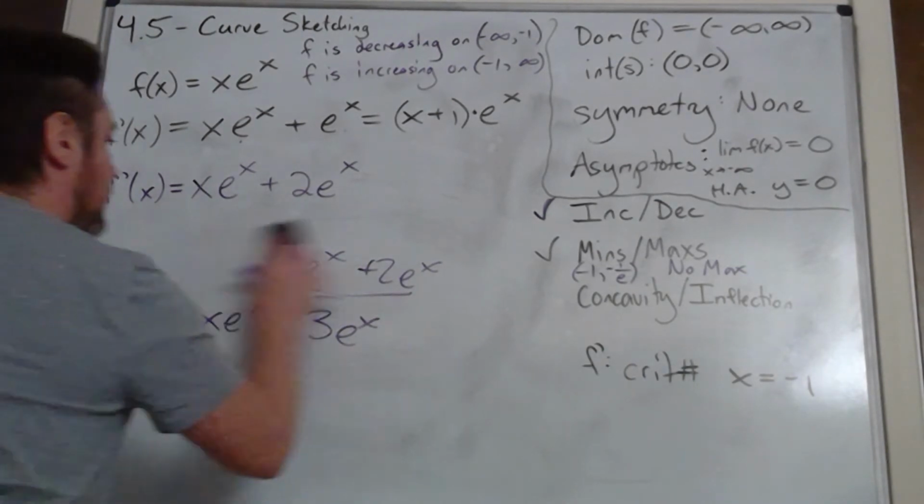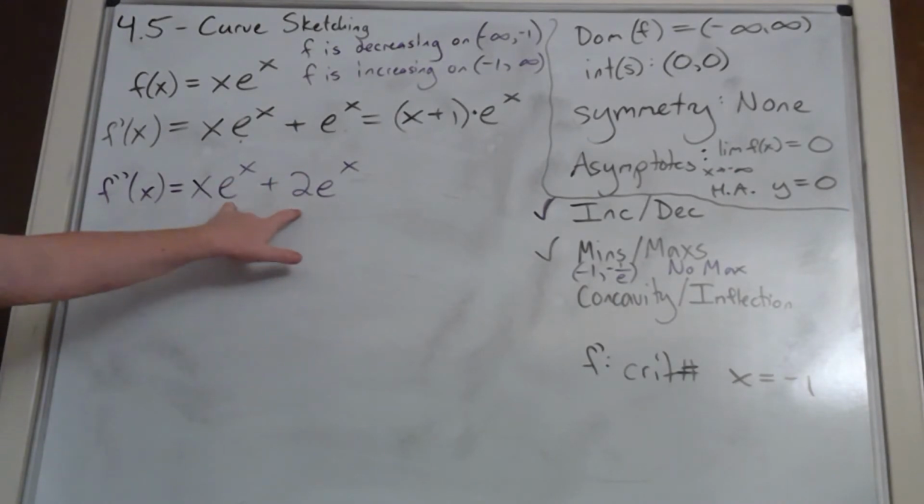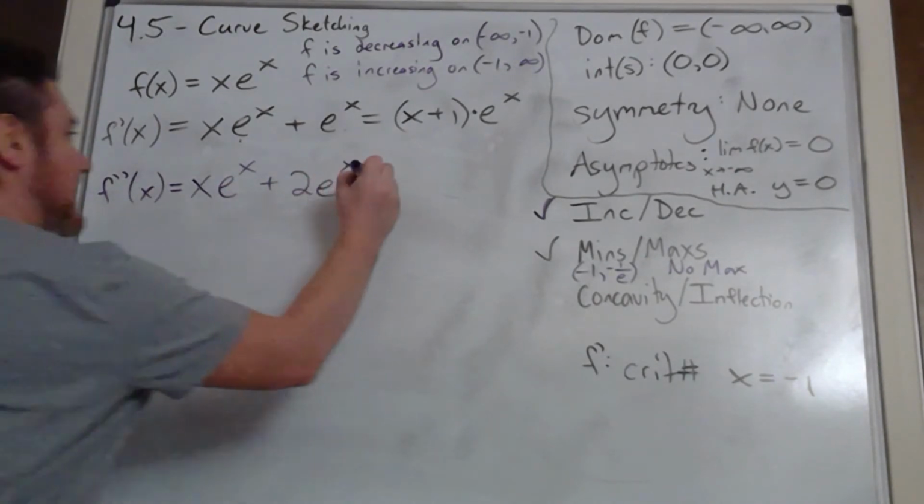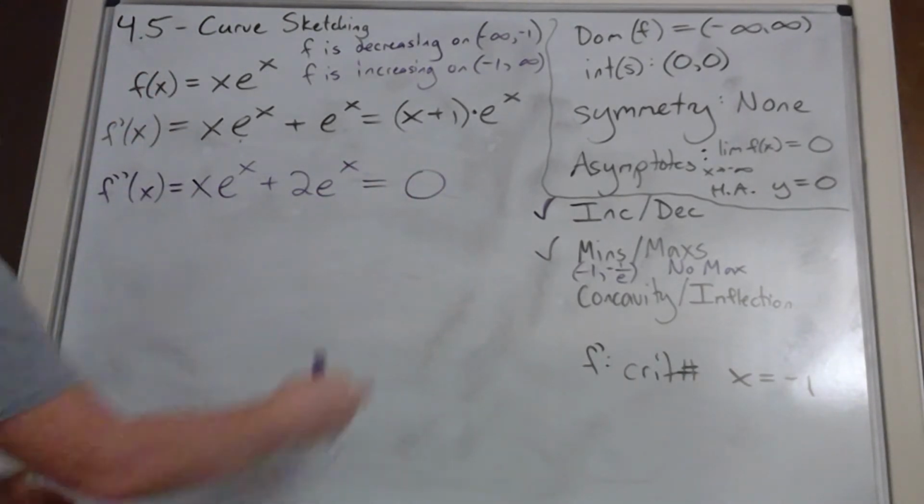Okay, let's look for critical numbers of our second derivative. Let's see if we have any potential inflection points. So set that equal to 0, all right? And what can we do now? Let's do the same thing we did earlier.